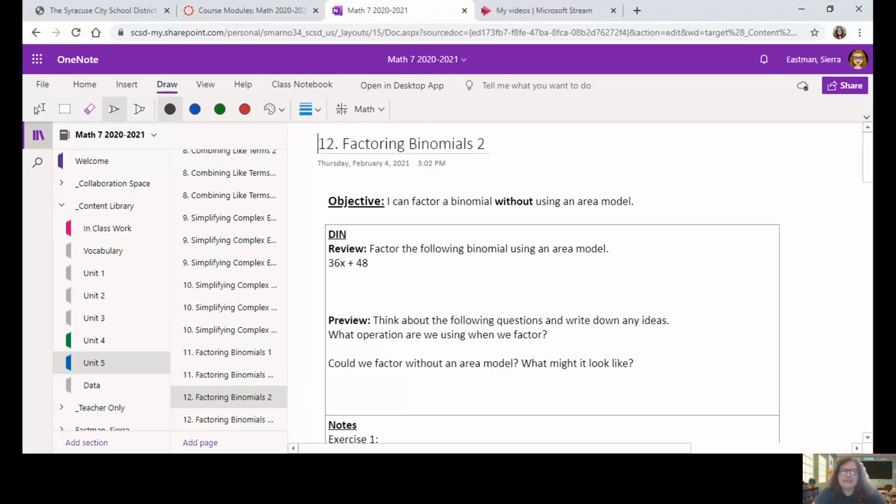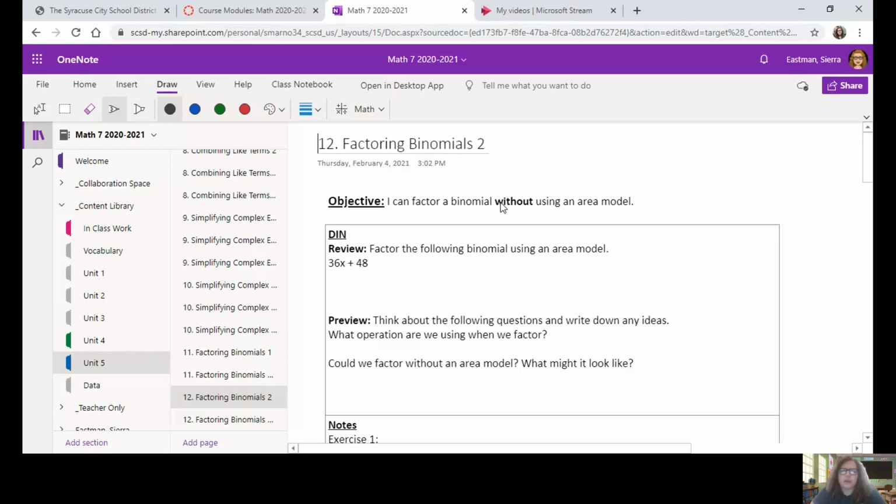Hello everyone, it's Friday. Today we're going to be working on Unit 5, page 12. It is factoring binomials number 2. We're going to be starting off the same way that we did yesterday, factoring some binomials using the area model. But then our objective for today is to actually transition to factoring without using an area model.